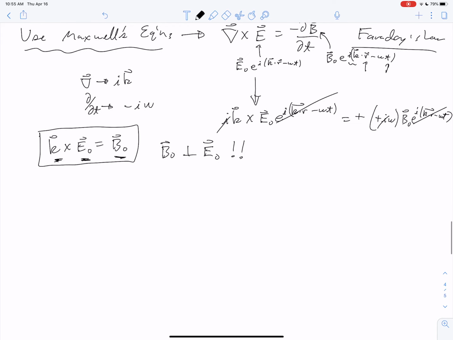To see that right-hand rule relationship, well, there it is right there. You can see B naught is equal to k cross E, so you can get the direction of B naught relative to E naught from the right-hand rule. But there's a nice relationship that I personally like a lot. Oh, I'm sorry, did I leave something out? There's a little omega there. Sorry. That doesn't change the directions because omega is always positive.